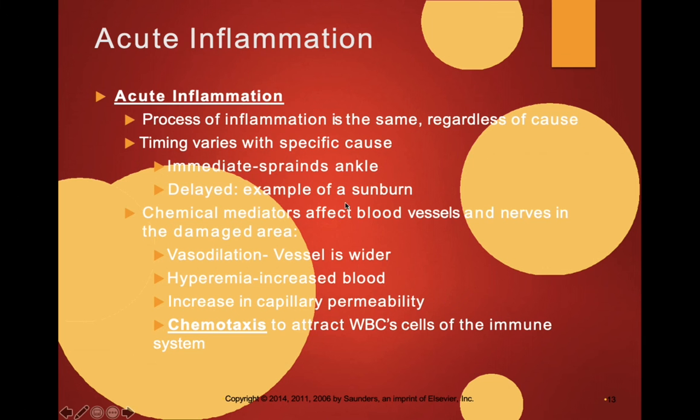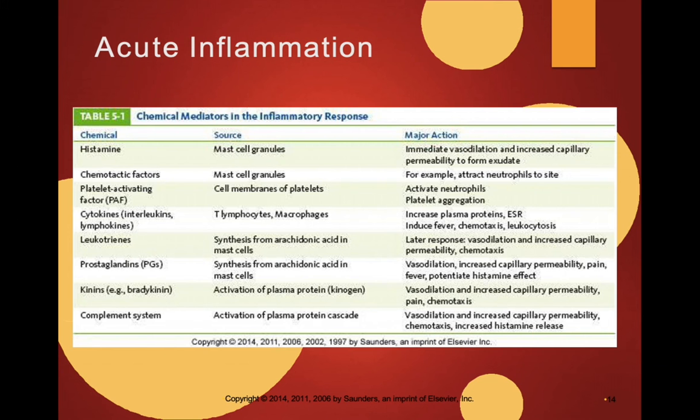Okay? So the chemical mediators affect blood vessels and nerves in the damaged area by vasodilating. That's the bradykinin, right, and the histamine, creating more blood flow, hyperemia, increase the leaky capillaries, which is going to give you that swelling, the capillary permeability, and if there's an infection there, then we have the chemotaxis to attract the white blood cells of the immune system.